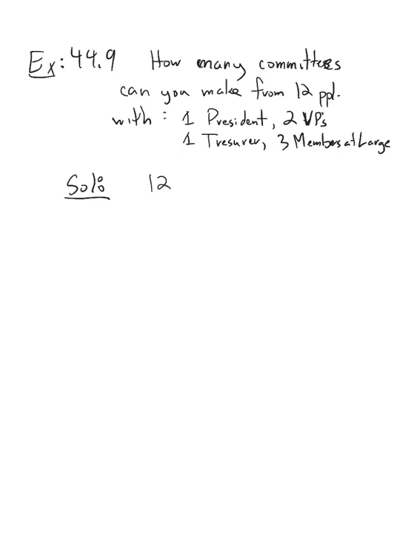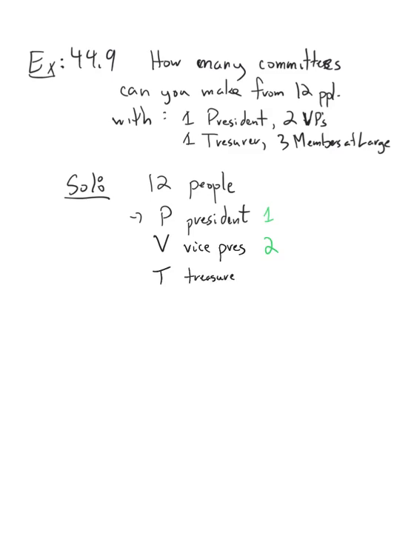So there are 12 people. What are the states these people can be in? Well, they can be president, and there's 1 president. They can be vice president. There's 2 of those. Use the letter V for that. Treasurer, let's use the letter T for treasurer. There's 1 treasurer. And there's 3 members at large. Let's use M for members at large.